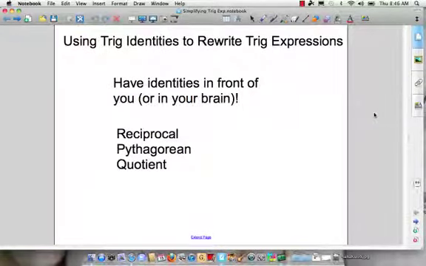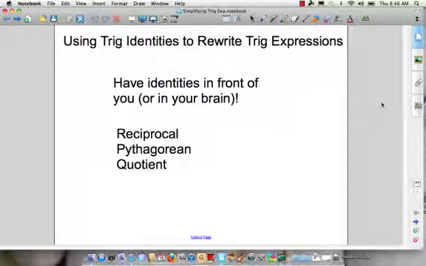This video will show you one more use for the trig identities that you've already learned. So far we've used them to evaluate trig functions for specific values. Now you're going to see how many different trig expressions are equivalent to one another, and you need a good working knowledge of the identities in order to follow this lesson and to do the work.